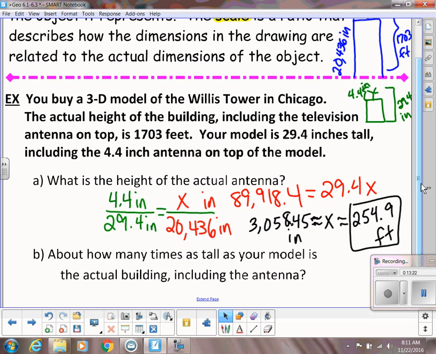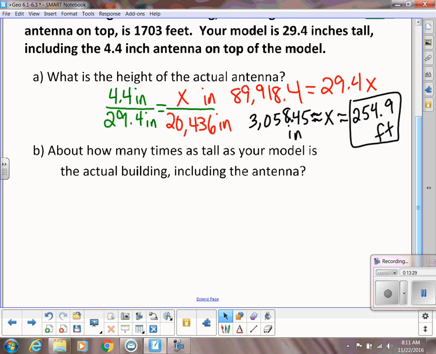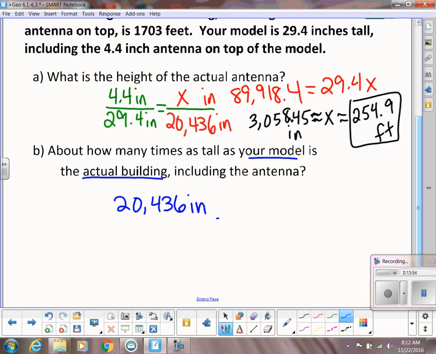Okay, and then it says about how many times as tall as your model is the actual building, including the antenna. So they're really asking us for the scale of building to model. Notice that it says how many times as tall as your model is the actual building. So we're going to be doing building first over our model, big versus small. So we're going to take our 20,436 inches and divide it by the 29.4 inches of our model.